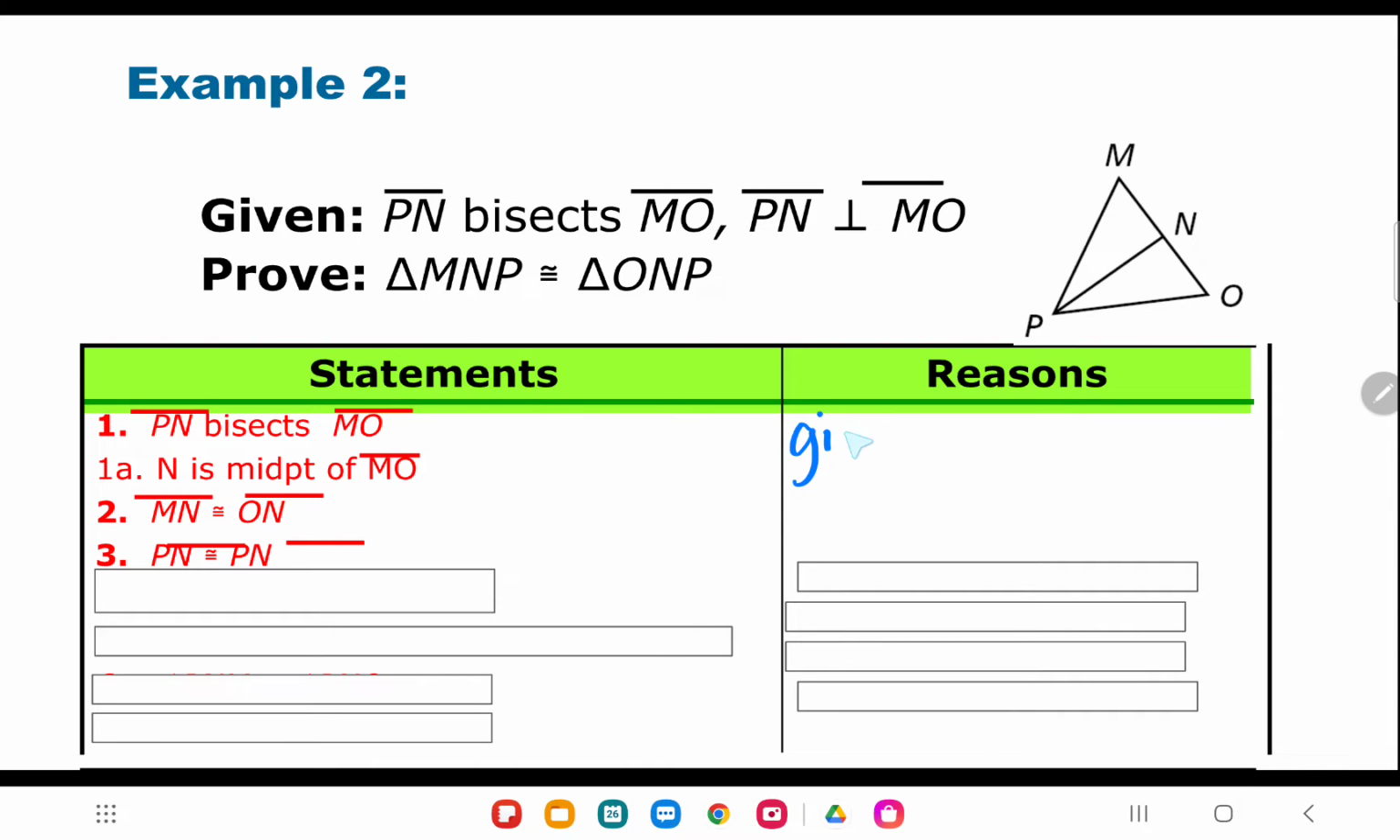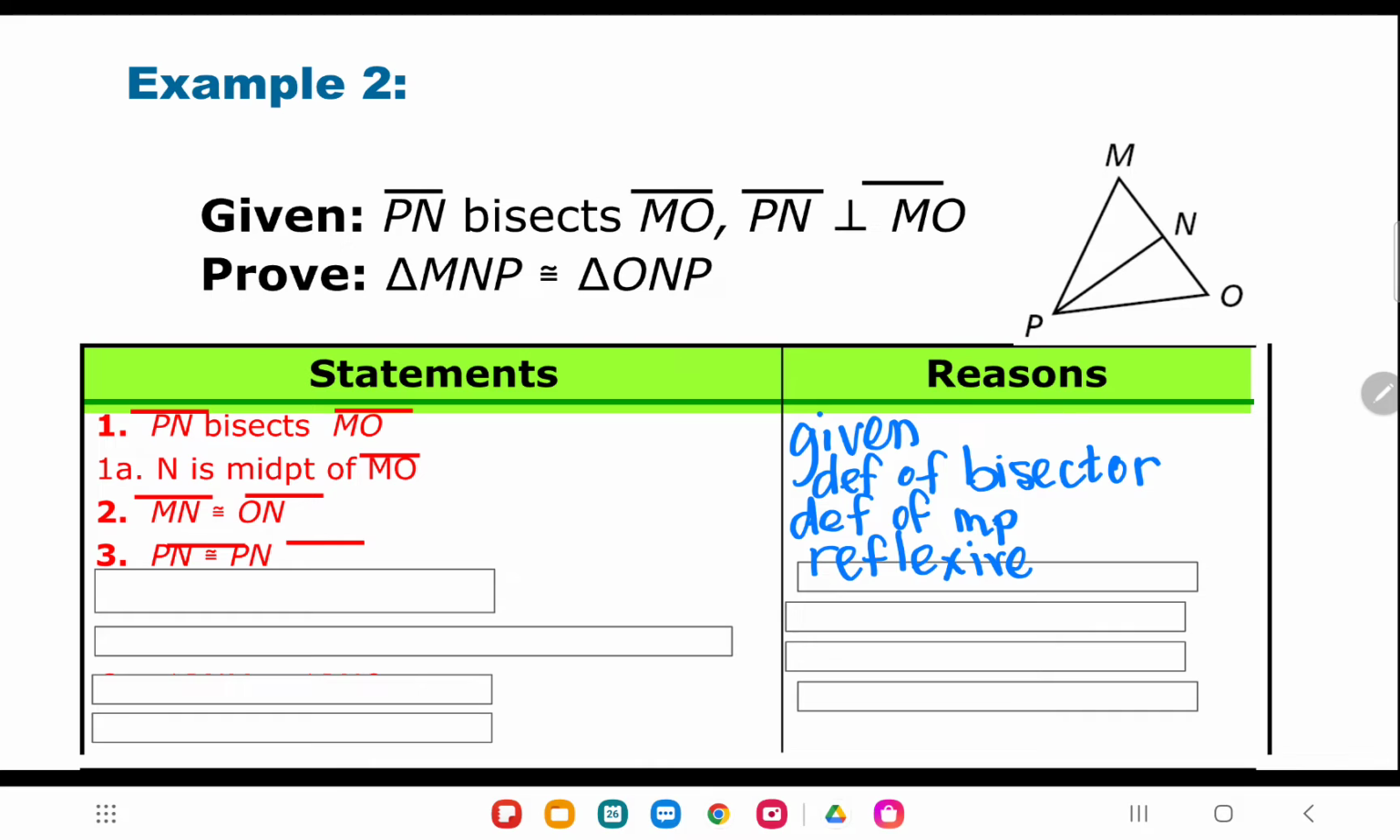So I have given, just as a quick reminder here, I've given, definition of bisector. I have definition of midpoint. And I have reflexive. Okay, so just looking at what's happening here. So far I've got this. So right now I'm almost to SAS.